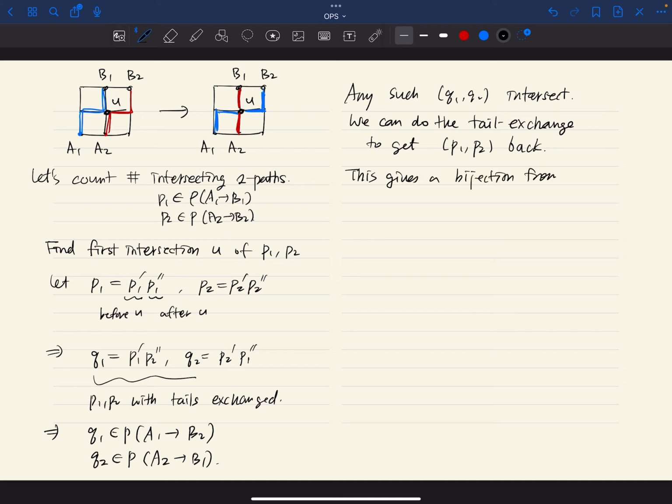from intersecting P1, P2, and this set. Right? But this one is easy to compute. What is the cardinality here?